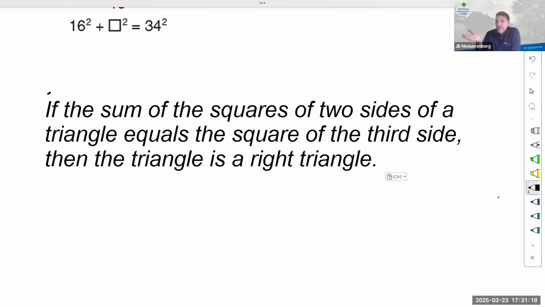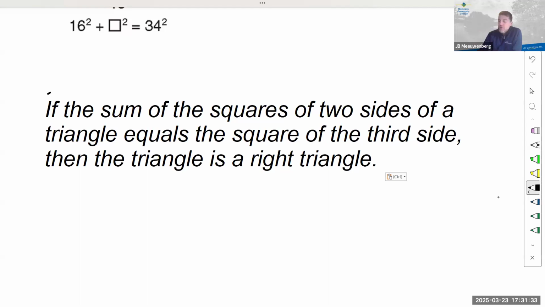Remember I said it had to be a right triangle for this to work? Again, if it works, then it is a right triangle. So again, if you have a right triangle, then the Pythagorean theorem is true. And if the Pythagorean theorem is true, then you have a right triangle.